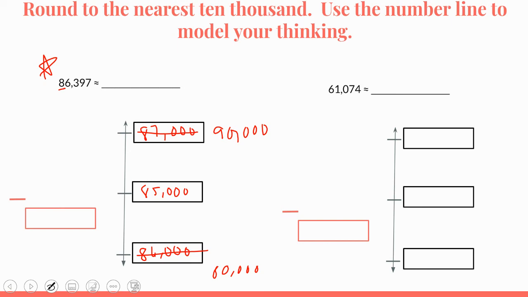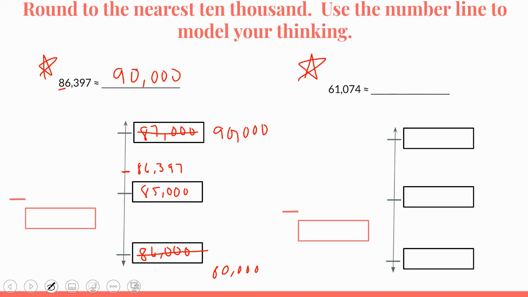Okay, so now I need to place 86,397 on my chart. So that is right here, and I have 86,397. And like I said, in yours you'll move those boxes over, and then you can type in that red box. So I've moved that over, and now I need to look. Is 86,397 closer to 90,000 or 80,000? Well, it's closer to 90,000, so I'm going to write that 86,397 rounded to the nearest 10,000 is 90,000. All right, you go ahead now and try this last one on your own.